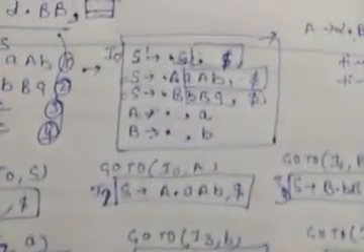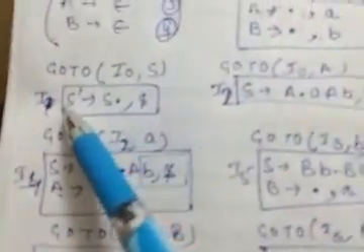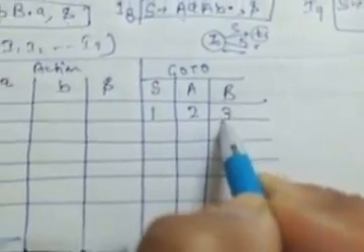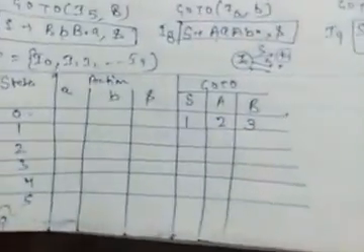So for 0 state, the entries are S, A, and B. Go to I0, S is I1; go to I0, A is I2; go to I0, B is I3. So corresponding to I0, S is 1, so it will be 1. Go to I0, A is 2, so it will be 2. And for go to I0, B is 3, so it will be 3.